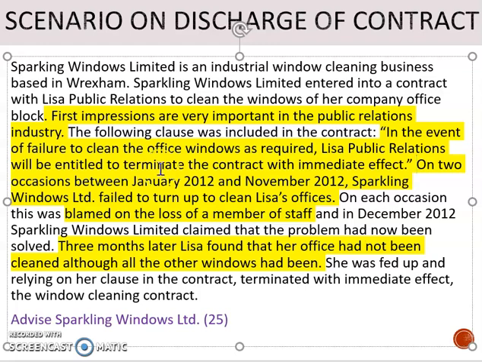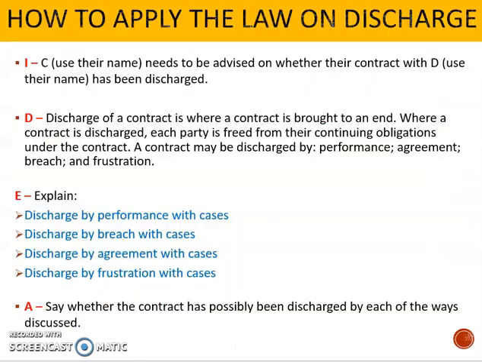Okay, so we've pulled out some issues there based on the recap we've done. Let's have a look at how we would use IDEA to write that up. So we start with identifying that our claimant in this case, Sparkling Windows, needs to be advised on whether their contract with Lisa Public Relations has been discharged. We then define what discharge is. So discharge is where a contract is brought to an end. Where it's discharged, each party is freed from their continuing obligations, and it can be discharged in those four ways.